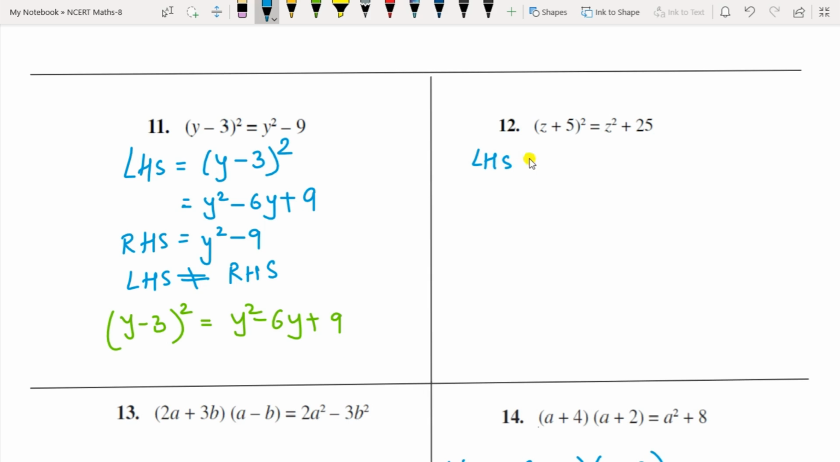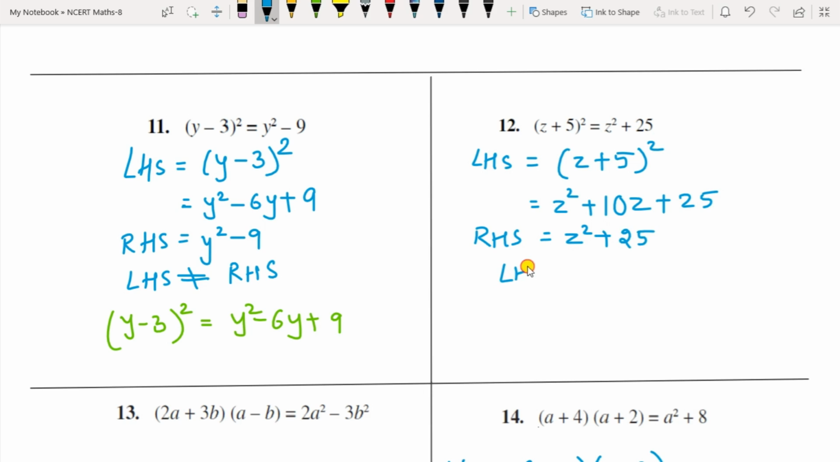So, here LHS equal to z plus 5 the whole square, that is z square. Now, I am writing it directly 2ab. So, that will be 2 into 5 into z is 10z and 5 square is 25. That is your LHS. And RHS is given as z square plus 25. So, here LHS is not equal to RHS. So, the correct statement here is z plus 5 the whole square equal to z square plus 10z plus 25.